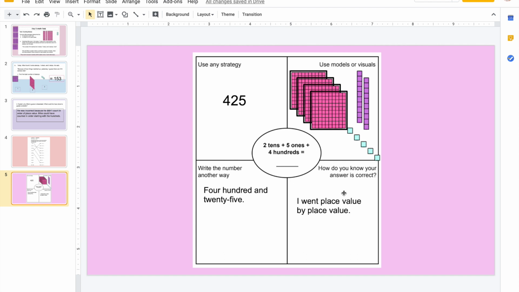And then always in the last column, they want you to show your work. How do you know the answer is correct? In this particular problem, we know our answer is correct because we used the place value. We went place value by place value. We know we started with the hundreds, we worked our way next to the tens, and then we finally did the ones. So we know, because we went in order of place value, 2 tens plus 5 ones plus 4 hundreds is indeed 425.